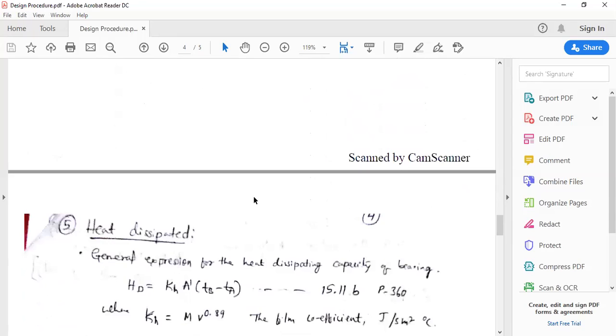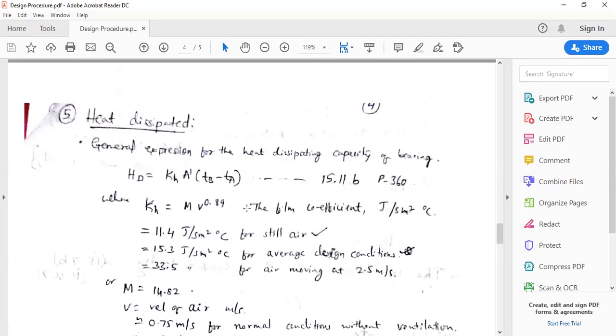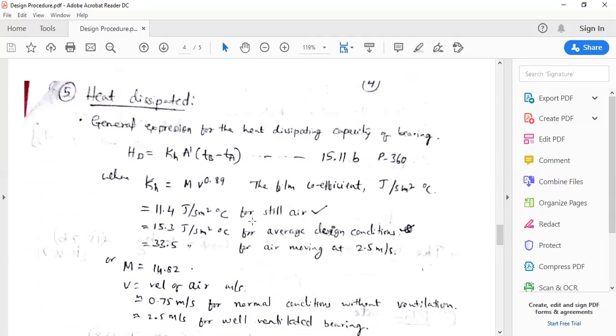Once you calculate the heat generated, the next step is to calculate the heat dissipated. Heat dissipated means the amount of heat that is discharged to the environment from the system, or from the bearing housing.